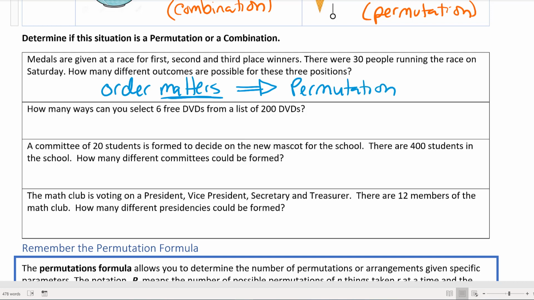The next example: how many ways can you select 6 free DVDs from a list of 200 DVDs? Does it really matter which one you put first on the order form? I don't think so. You're going to get all 6 in the box. The order doesn't really matter here. So in this case, order does not matter, and therefore this is a combination.